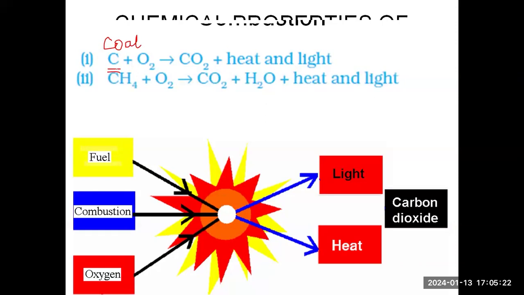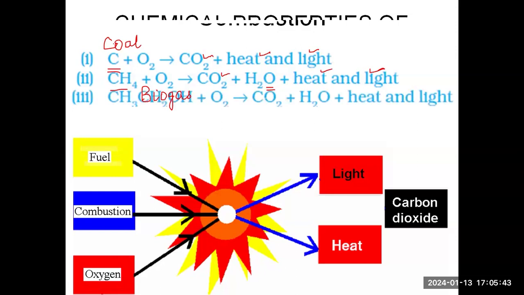So coal is used as a fuel. The second equation shows CH4, that is methane or the biogas. The biogas also is used as a fuel. It burns in the presence of oxygen. The products are the same. You can see CO2, heat and light in both the cases. Water vapor is also produced.